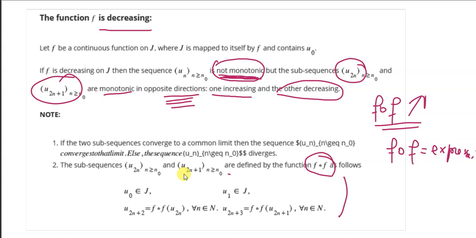These are the methods that we can use to discuss the monotonicity of the sequence un. Now we need to move to the convergence, so we can decide if the sequence un is convergent or not.